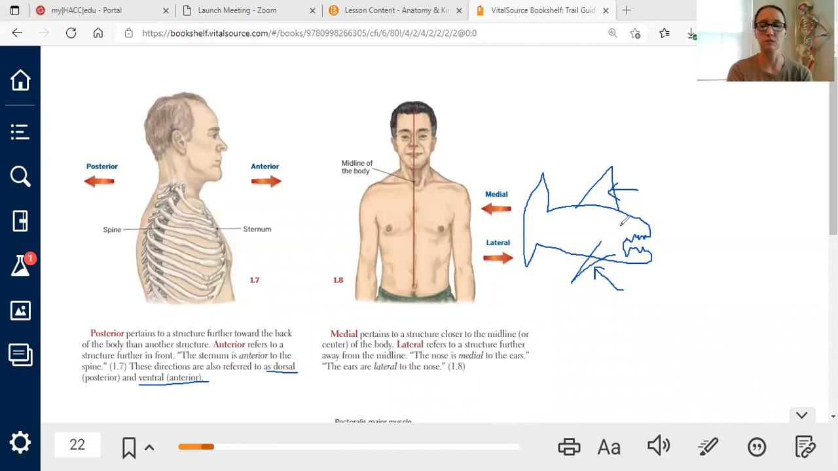See, don't you just love my little shark? Angry shark.